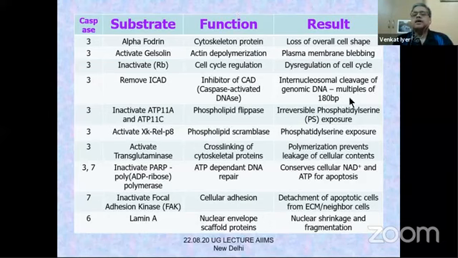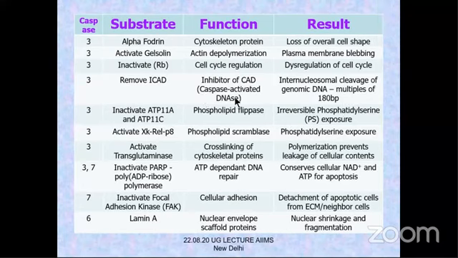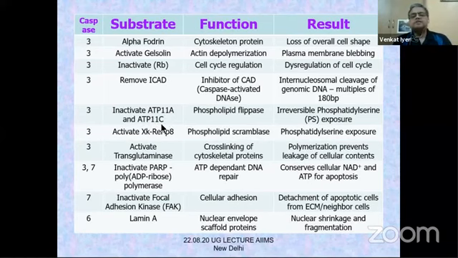Internucleosomal cleavage is caused by the caspase activated DNase. ATP11A and ATP11C, which is also called the phospholipid flippase. The reason it's called phospholipid flippase is because it irreversibly flips the phosphatidylserine, which is normally expressed on the inner membrane, to the outside, which exposes it for phagocyte recognition. Similarly, XKR8 is activated, which is also called phospholipid scramblase, which also causes phosphatidylserine exposure.